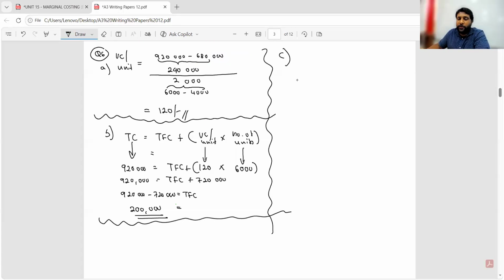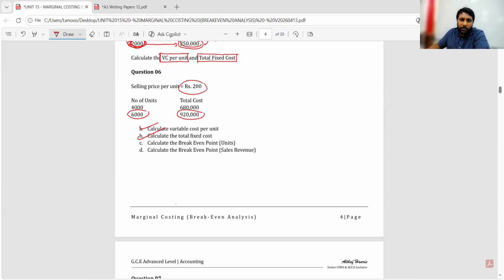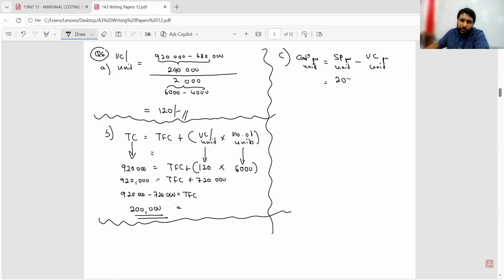Break-even point units. Before finding the break-even point, we have to find the contribution per unit first. Contribution per unit equals selling price per unit minus the variable cost per unit. Selling price per unit they have given, 200. Variable cost per unit 120. Then what's the contribution per unit? 80.